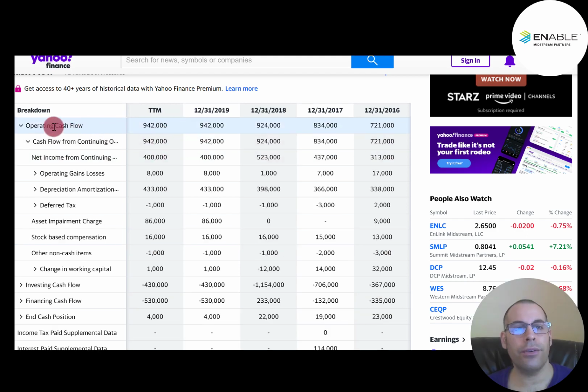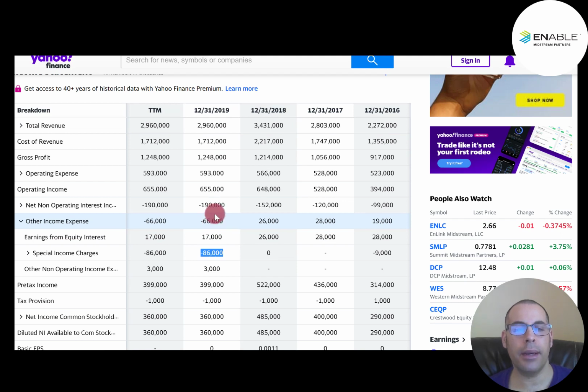So to calculate cash flow from operations, you start with net income, and then you add back the non-cash items on the income statement, and then you adjust for working capital, accounts receivable, accounts payable. In 2019, they had $400 million of net income and $942 million of operating cash flow. In 2018, they had $523 million in net income, which is a lot more than 2019, but lower operating cash flow. A big reason for the lower net income in 2019 was because they passed through an $86 million goodwill impairment.